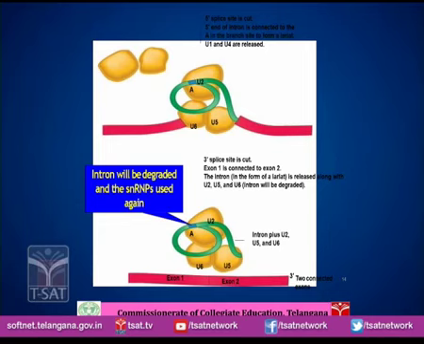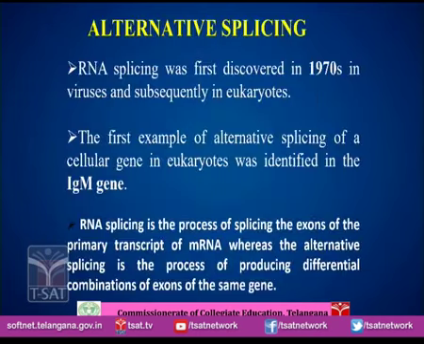Remember, this is done by the spliceosome-mediated complex, with the help of U1, U2, U4, U5 and U6, and these complexes are proteins along with RNAs. There are a number of theories that explain how introns can be removed.